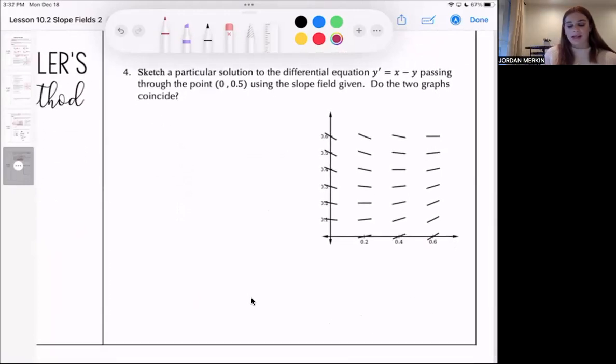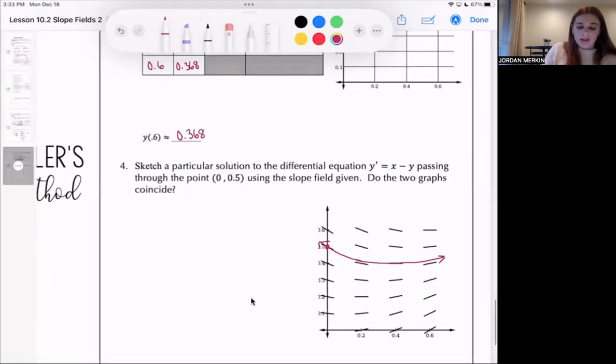Okay. And then the very last one says sketch a particular solution to the differential equation y prime is equal to x minus y, passing through the point 0, 0.5 using the slope field given. Do the two graphs coincide? And so what we're going to do is we're going to go to 0, 0.5, right? And we can sketch in our slope curve. And do these look alike?